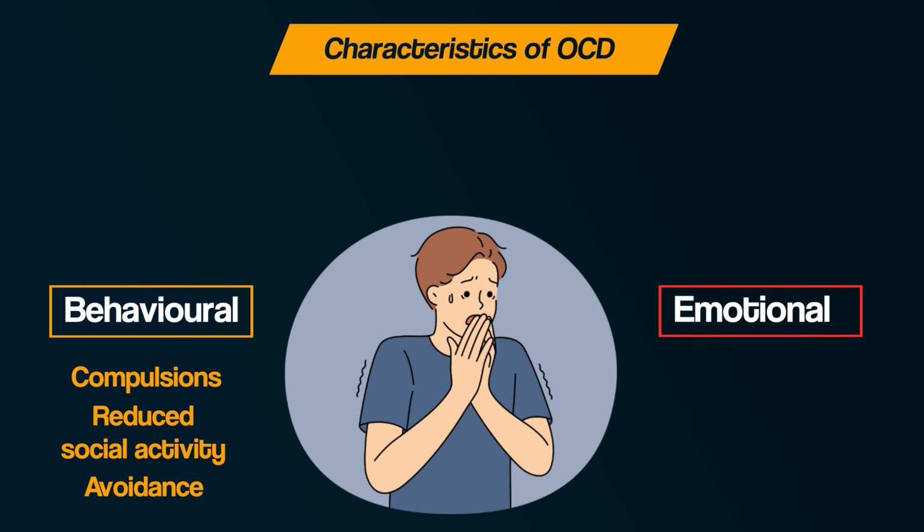The emotional characteristics include anxiety and distress. Obsessive thoughts cause intense anxiety and distress. The individual may feel overwhelmed by the need to perform certain compulsions to reduce the anxiety triggered by these thoughts. Shame. There is often a sense of shame or embarrassment about the compulsions or thoughts, especially because sufferers may recognise that their behaviour is not rational or socially acceptable, leading to emotional discomfort and isolation.